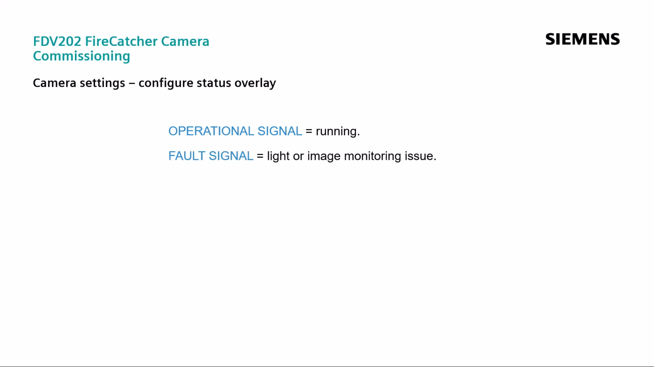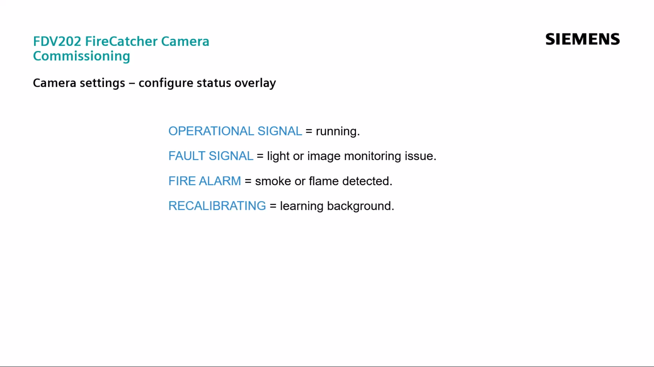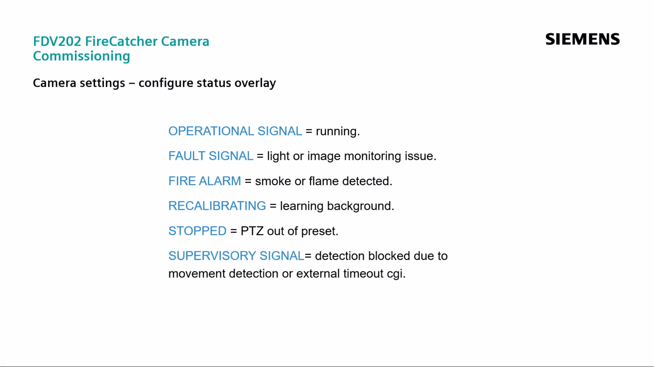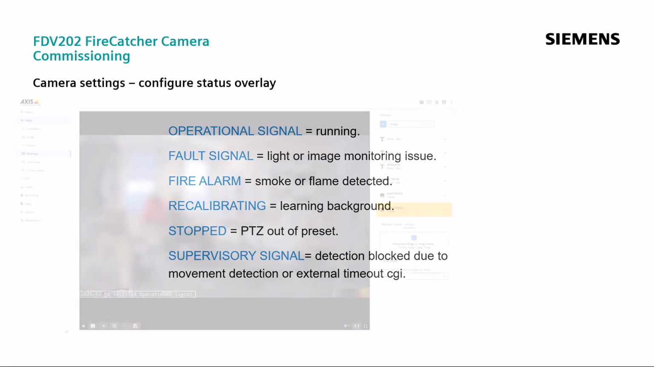Here are the different meanings for the available stati in the overlay. Operational signal means the camera is running. Fault signal means a light or image monitoring issue. Fire alarm means smoke or flame detected. Recalibrating means that the camera is learning the background. Stopped means that pan, tilt, or zoom is out of preset. Supervisory signal means that the detection is blocked due to movement detection or an external timeout for the computer-generated imagery.